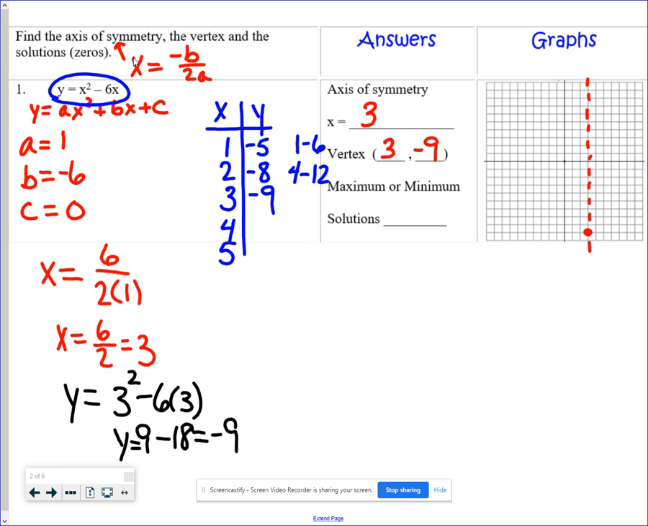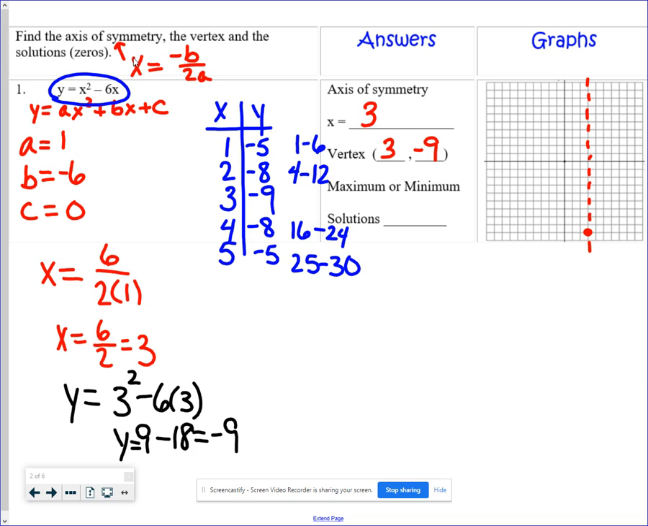When I put a 4 in, 4 squared is 16, and 6 times 4 is 24. 16 minus 24 is -8. When I put a 5 in there, 5 squared is 25. 6 times 5 is 30, and 25 minus 30 is -5. You should see some symmetry here.